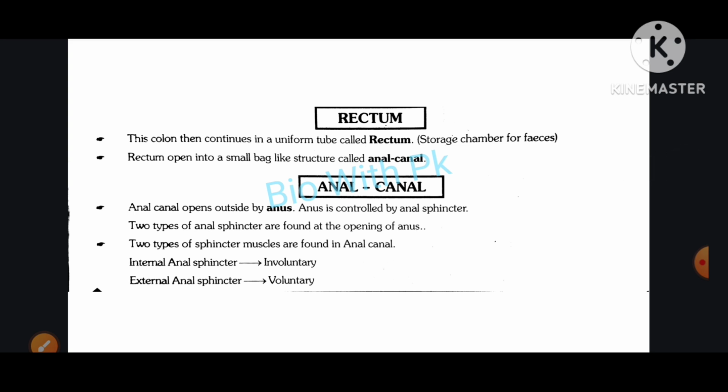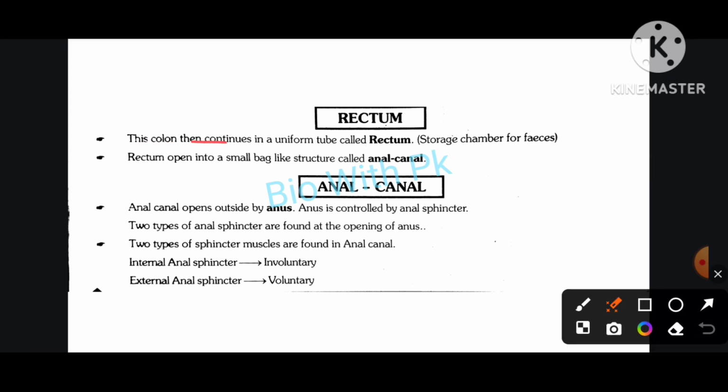Rectum. This colon then continues in a uniform tube called rectum, a storage chamber for feces. Rectum opens into a small bag-like structure called anal canal. Anal canal opens outside by anus. Anus is controlled by anal sphincter. Two types of sphincter muscles are found in anal canal: internal anal sphincter, involuntary; external anal sphincter, voluntary.